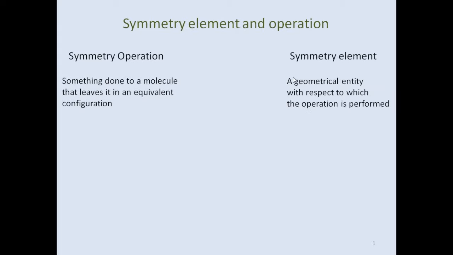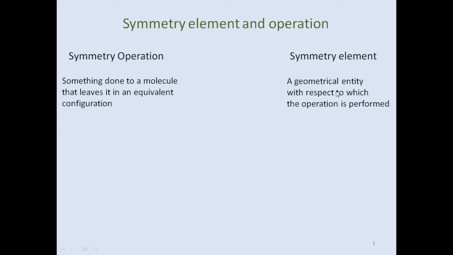Then there come the symmetry elements, which I have explained in detail in my previous lecture. A symmetry element is a geometrical entity with respect to which an operation is performed. That geometrical entity could be a point, it could be a line, that is the axis, or it could be a plane, about which the operation is performed.